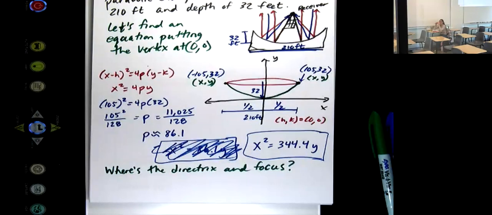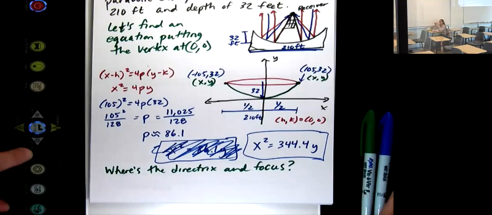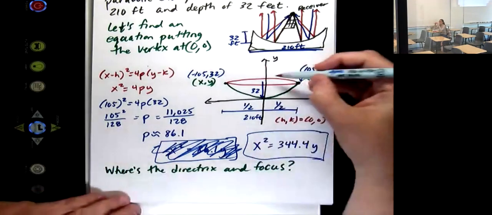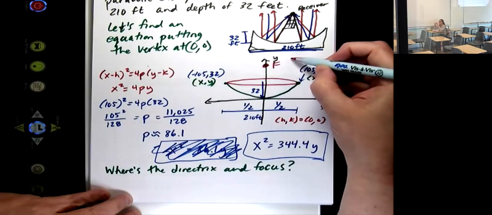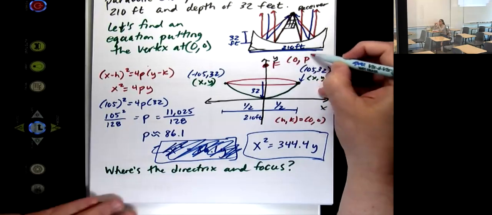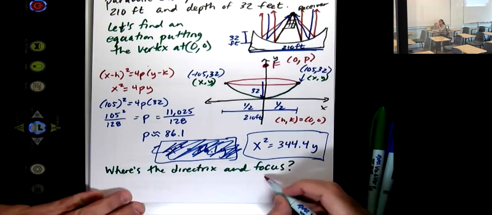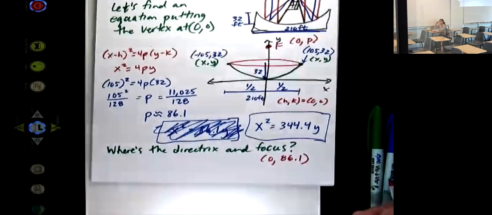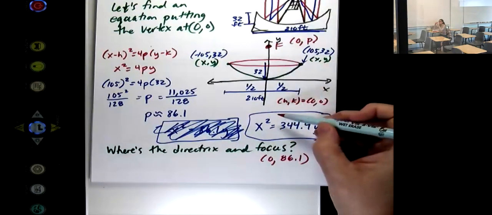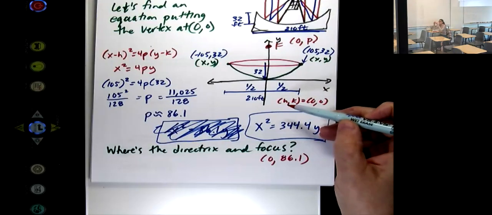The focus is a distance p up. So F is up here, which means the x component is 0 and the y component is p, which is 86.1. What does that tell us about the directrix? It goes down to 86.1, right? And what kind of line is it? It's a horizontal line.